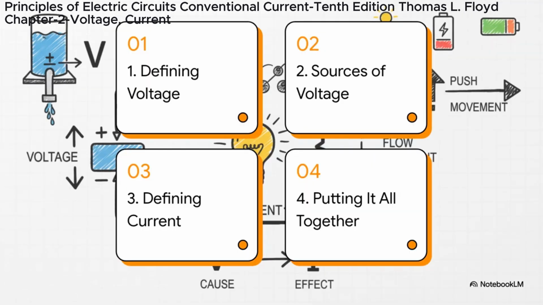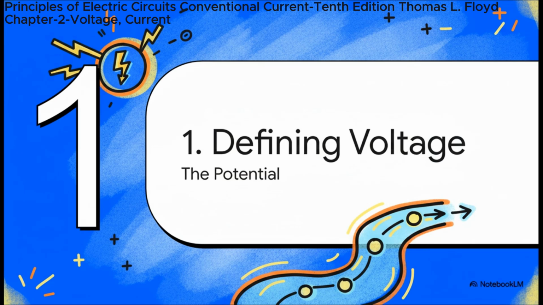First, we're going to dig into the potential, that stored energy we call voltage. Then, we'll check out where it actually comes from. After that, we'll look at the flow that this potential creates, and that's current. And finally, we're going to tie it all together and see this really elegant cause and effect relationship that literally powers our world. Okay, let's dive right in.